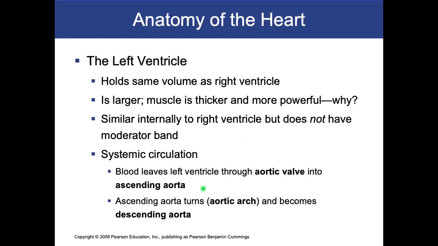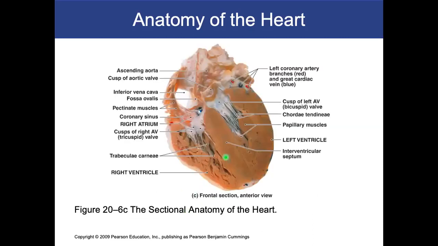The systemic circulation: blood leaves the left ventricle through the aortic valve into the ascending aorta. It turns into the aortic arch and descending aorta. So here's a picture of it. Here is your left ventricle, and here is your aortic valve and aorta, the ascending aorta.